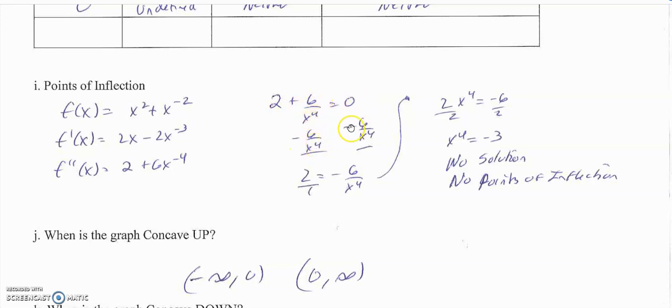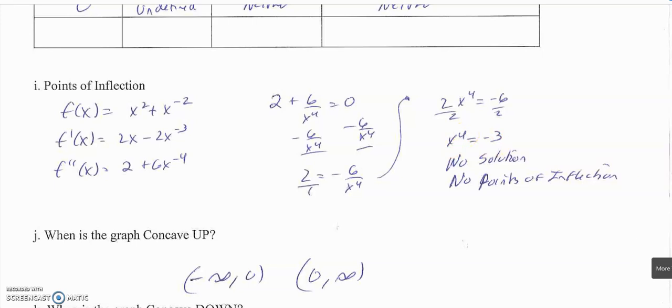Subtract 6 over x to the 4 from both sides. 2 equals negative 6 over x to the 4. Cross multiply. 2 times x to the 4 equals 1 times negative 6. So 2x to the 4 equals negative 6. Divide both sides by 2. x to the 4 equals negative 3. x to the 4 cannot equal negative 3, so no solution, no points of inflection.